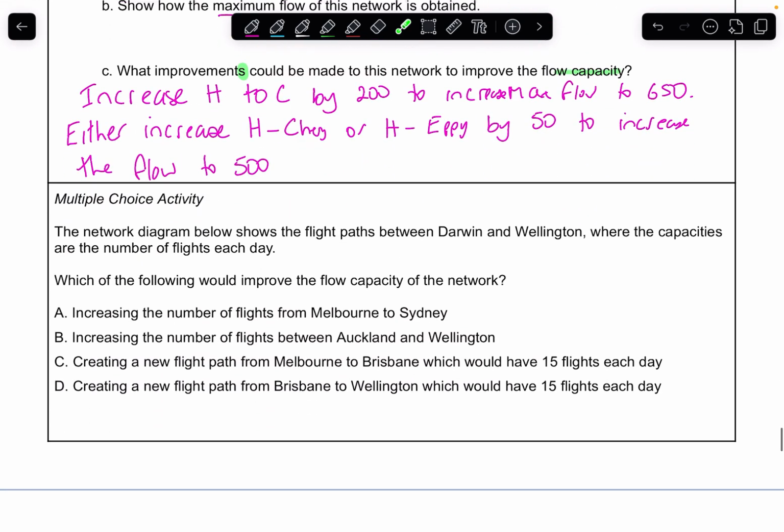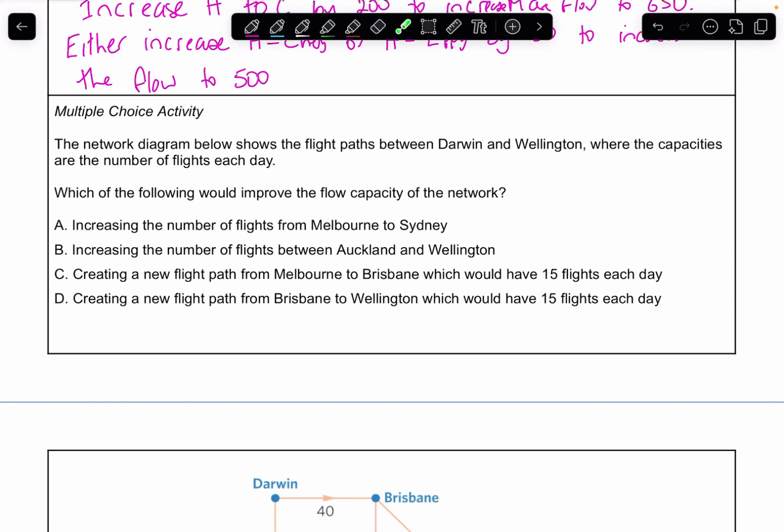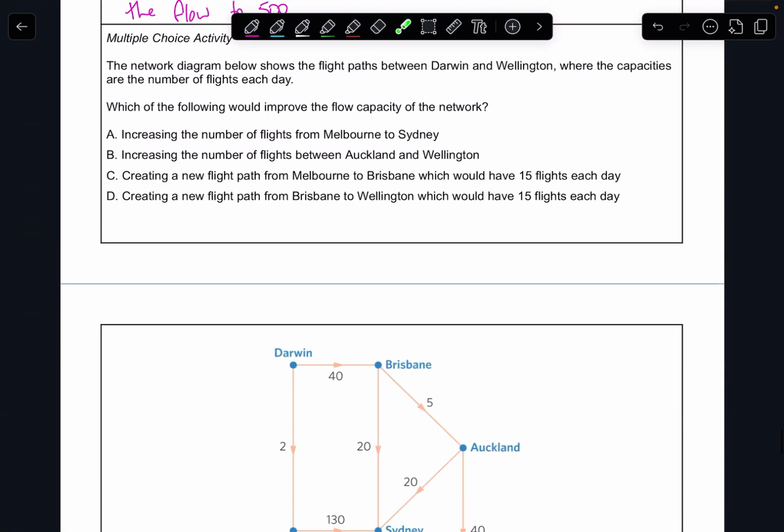Okay. The network diagram below shows the flight path between Darwin and Wellington. I'm just going to make that smaller. Where the capacities are the number of flights each day. Which of the following would improve the flow capacity of the network?